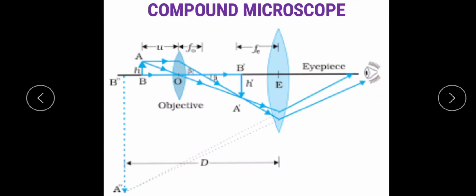The adjustments are made such that the final image A'B' is formed at the least distance of distinct vision, that is taken as capital D, the nearest point to the eye. So this D we can call the nearest point to the eye, and this is the normal adjustment of the compound microscope.